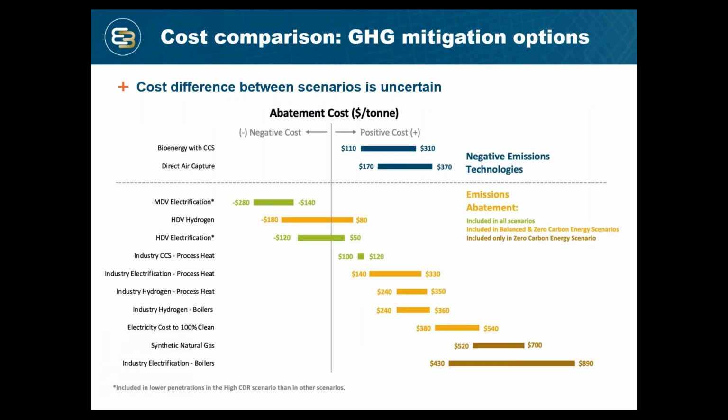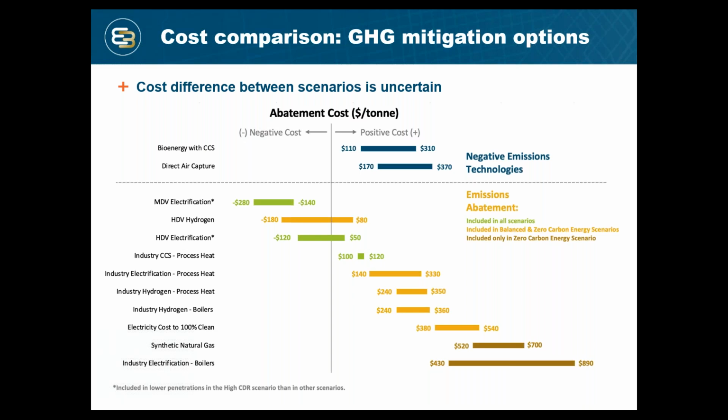We also took a look at greenhouse gas mitigation costs. What you'll see in this figure is a range of cost per ton of greenhouse gas mitigation strategies. The two options at the top there are negative emission technologies, so bioenergy with carbon capture and sequestration and direct air capture. These are forms of carbon dioxide removal and would be among the strategies that could be considered to achieve carbon neutrality by 2045 in any of the three scenarios that we evaluated.